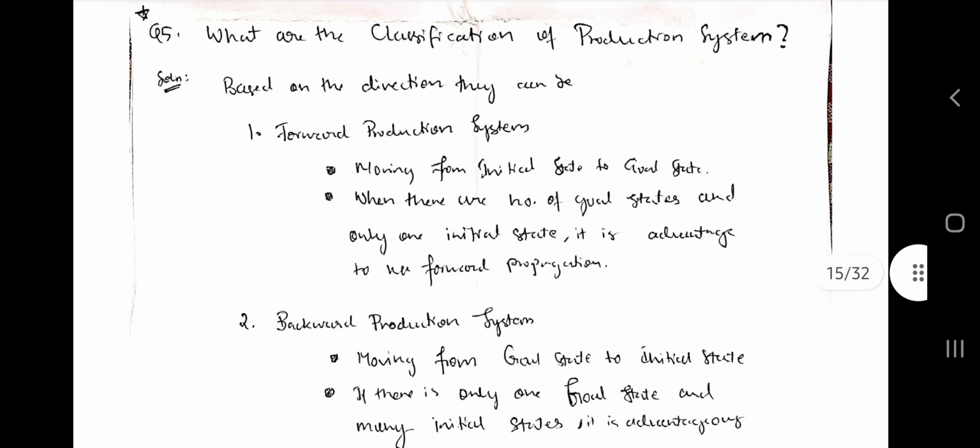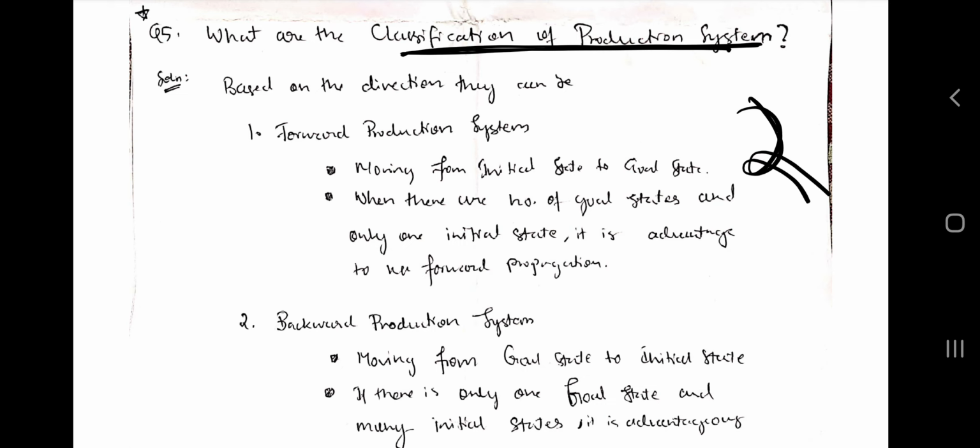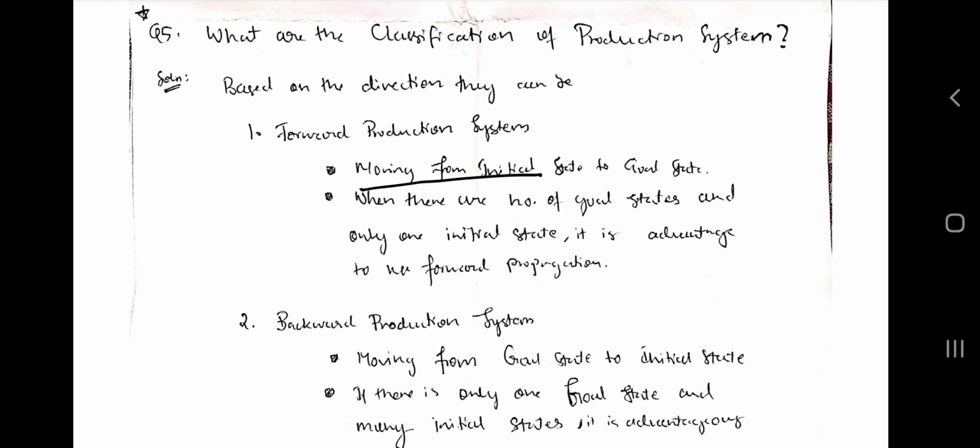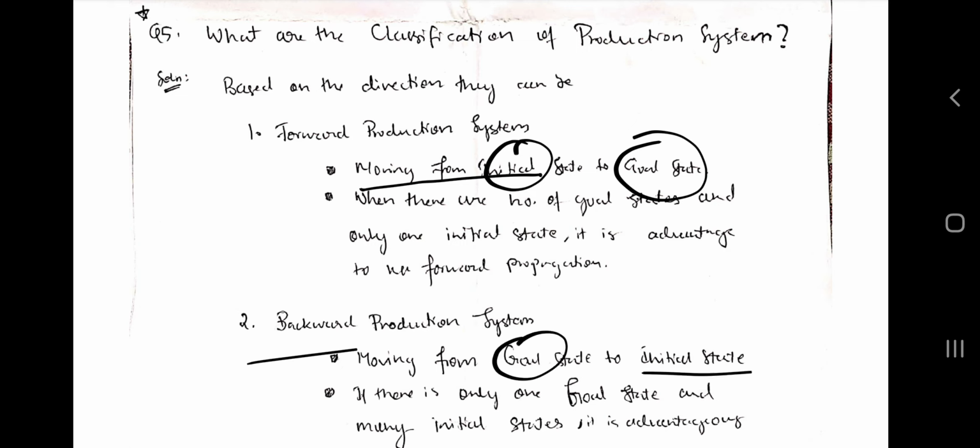Moving on to the next question: what is the classification of production systems? If someone asks you, you have to say there are two classifications. What are the two? Forward and backward. Obviously, if one is forward, the opposite is backward. Forward means going front, front, front: moving from the initial state to the goal state. Backward means from the goal to the initial state.